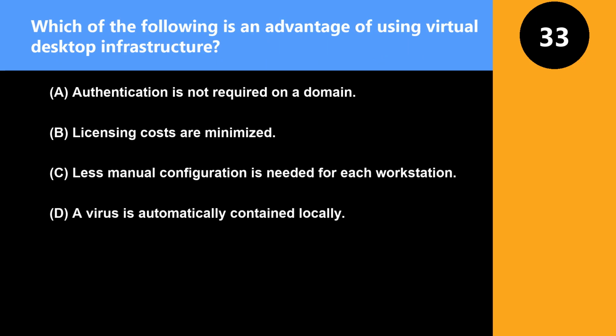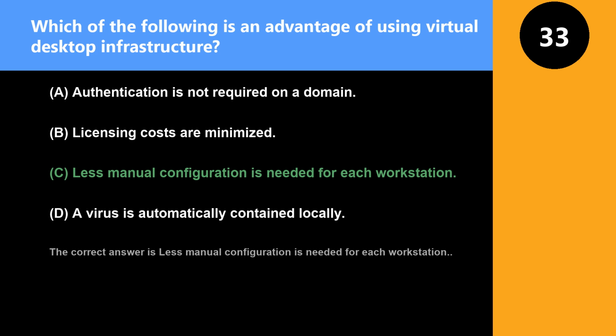Question 33. Which of the following is an advantage of using virtual desktop infrastructure? Option A, authentication is not required on a domain. Option B, licensing costs are minimized. Option C, less manual configuration is needed for each workstation. Option D, a virus is automatically contained locally. The correct answer is option C, less manual configuration is needed for each workstation.